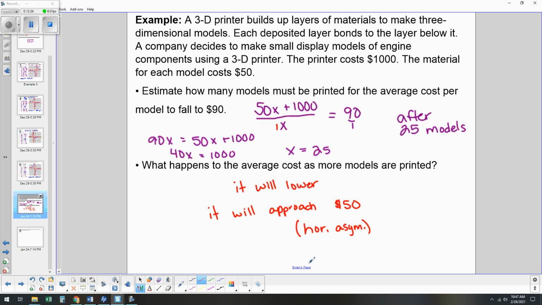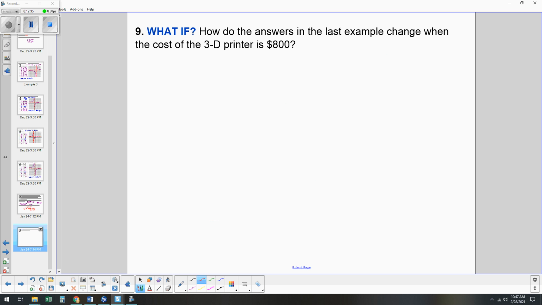All right? So you're going to try the next one. Same concept, $50 per model, but now we're going to change the cost of the printer. So you're going to try this. It's still $50 per model, and we're still looking for the average to go to $90. So go ahead and try this one, pause it, and I will show you the answer.